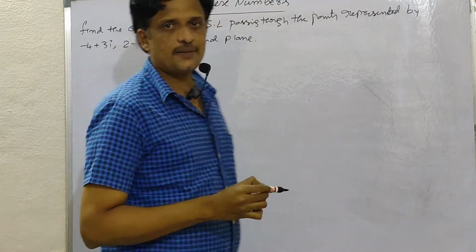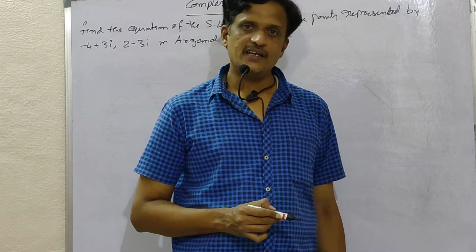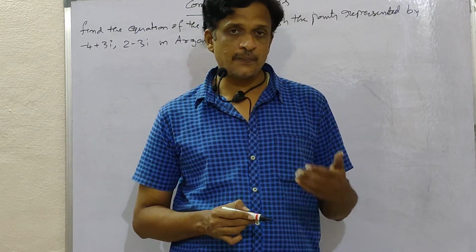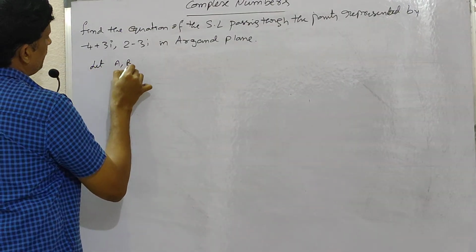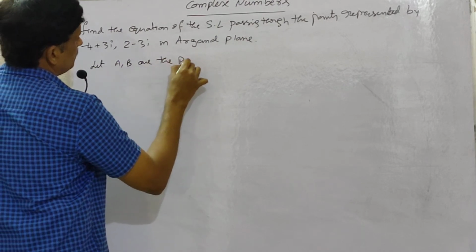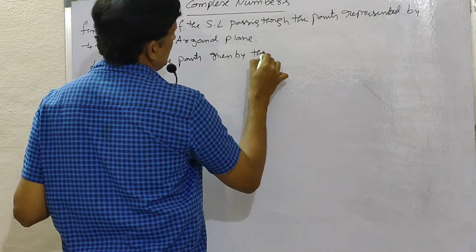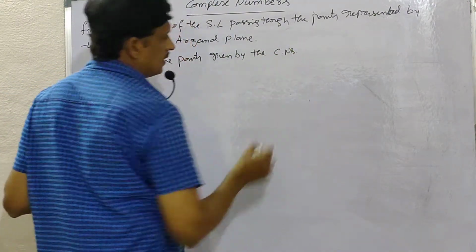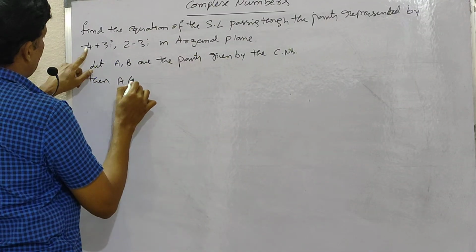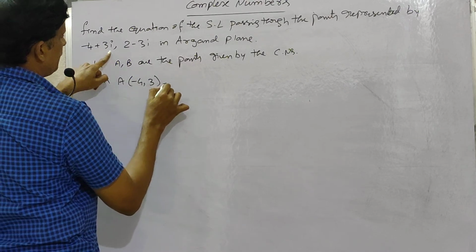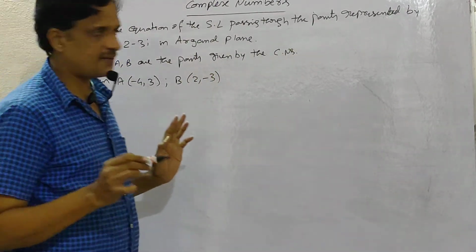So here there are two complex numbers. So each one represents a point in the argand plane. So let the 2 points be A and B. We have to calculate the equation of the straight line passing through the 2 points. Let A, B be the points given by the complex numbers, means in the argand plane. Then A will be minus 4 is the real part, comma 3 is the imaginary part, and B, that is 2 comma minus 3. So here 2 points A and B are given.